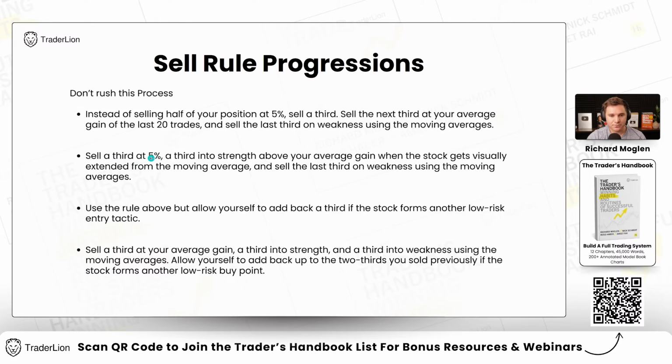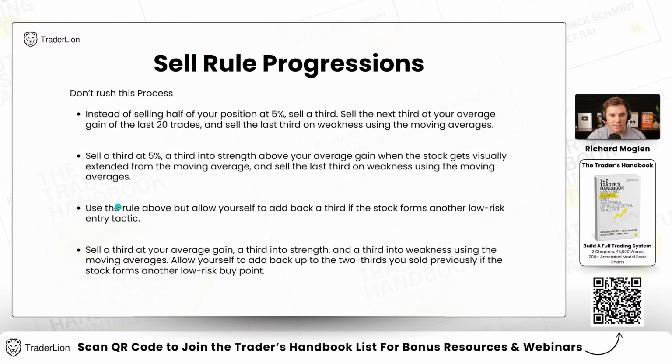The next progression is to sell a third at 5%, a third into strength as the stock gets extended above your average gain and gets, as I say here, visually extended from a moving average. And we'll talk about different ways to determine extension later on in today's webinar, and then sell the last third on weakness using the same moving averages.